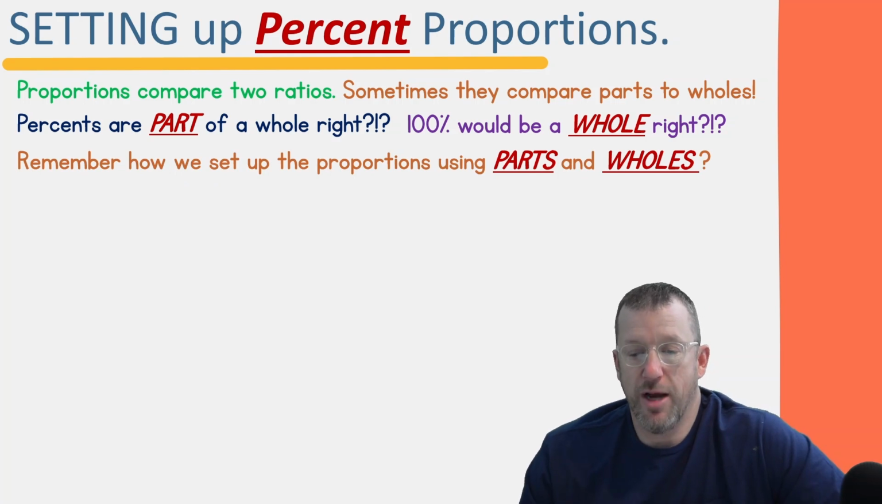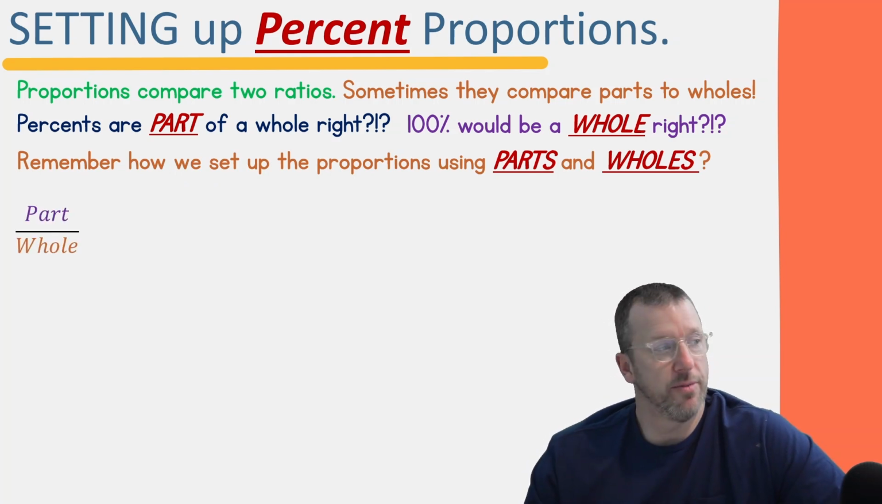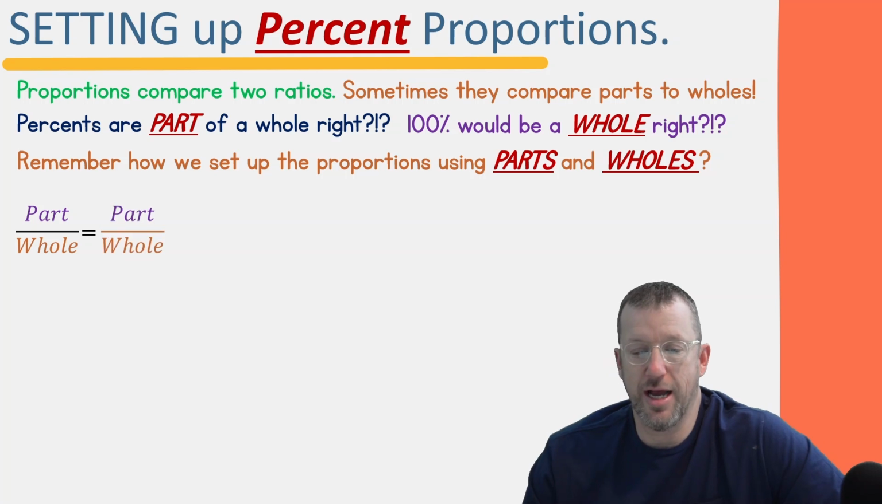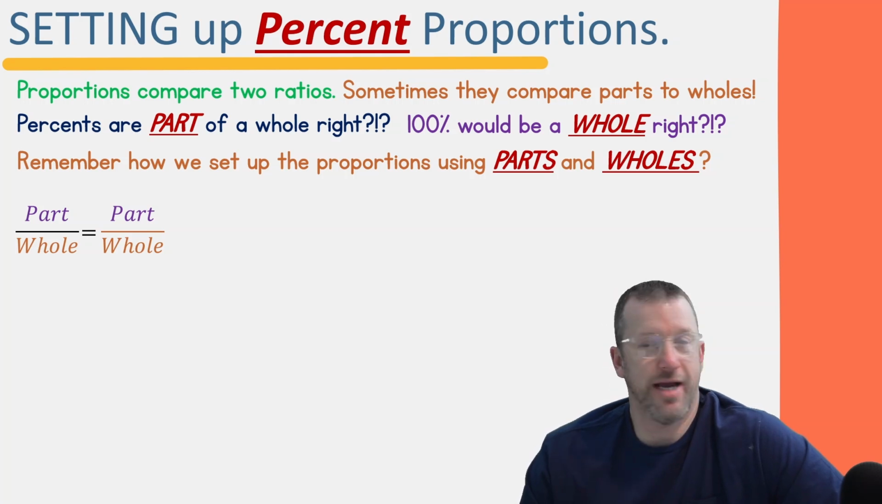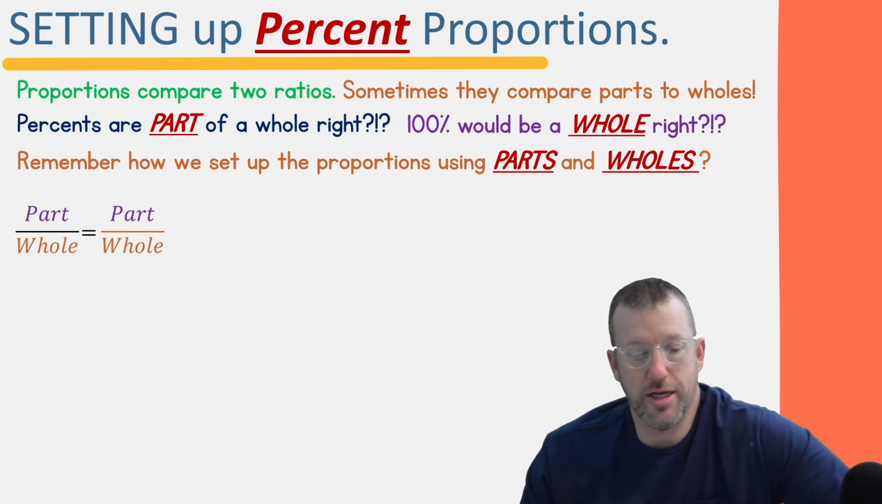Okay, so remember how we set up the proportions using parts and wholes? Remember when we did this back in understanding how to solve proportional relationships? We said it's all about the labels. If I put the part and whole on one side, I have to set it equal to the part and whole on the other side.